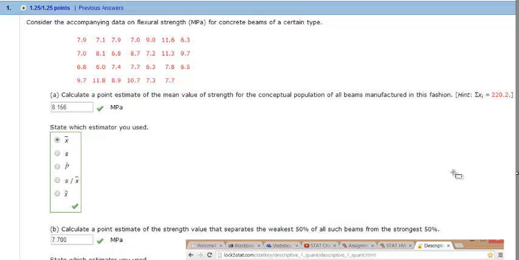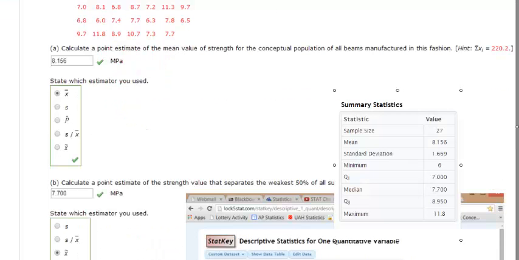Alright, so now you've seen that I've got my data points. I've got my statistics, actually, my summary. I use this data. It says calculate a point estimate. That point estimate is just going to be my mean. In other words, that is X bar. I just wrote the value in from my stat key. So let's see. The median was 7.7, so that's what I entered there. The mean, 8.156, entered that.